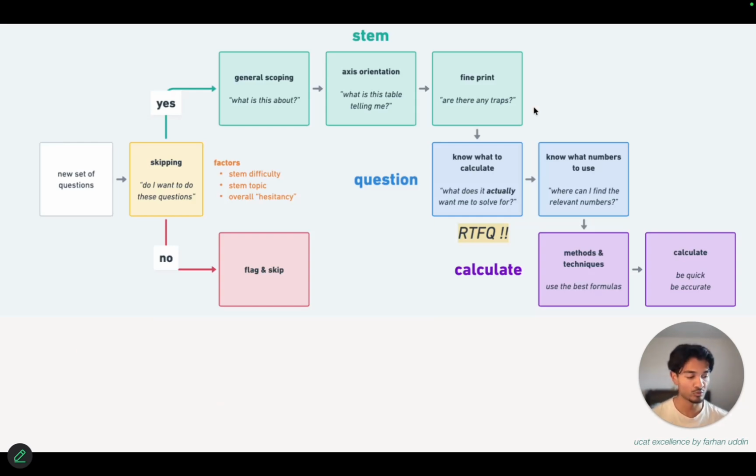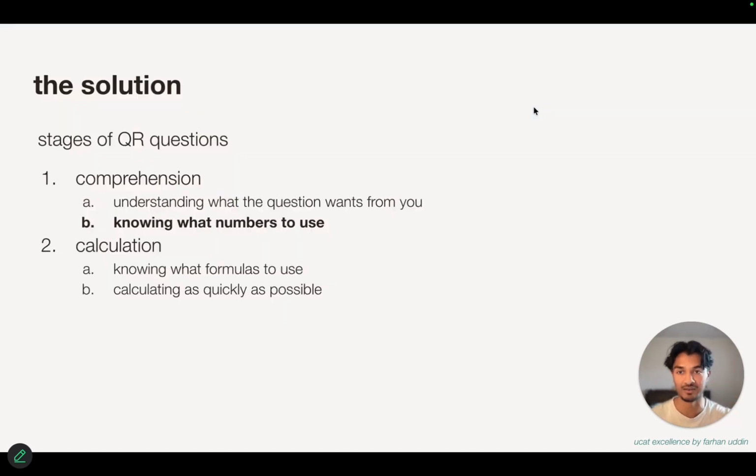So when it comes to the roadmap of approach for basically any quantitative reasoning question, this is what it can look like. You first of all decide whether or not you want to do it quickly, and then these are the steps that we're going to go through today. Scoping in general, asking yourself, what is this question about? What is this table about? Orienting yourself with the axes, what is the table telling me? And then looking for the fine print or the text that they have in the stem, and asking yourself, are there any traps for me to fall into? And then and only then do we go into the steps of question and calculation. So our focus today will be on the stem part of this.